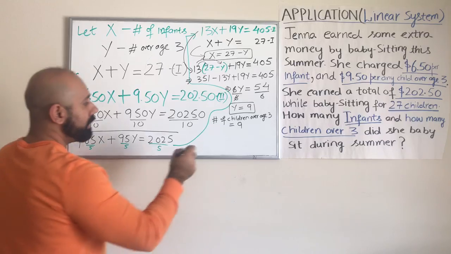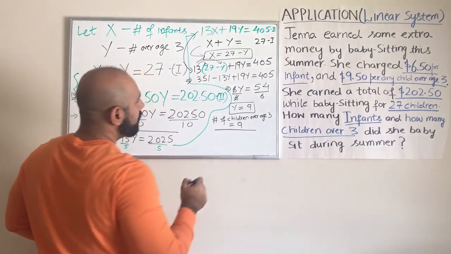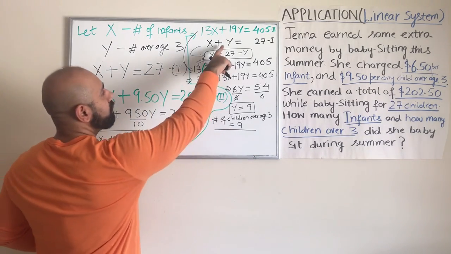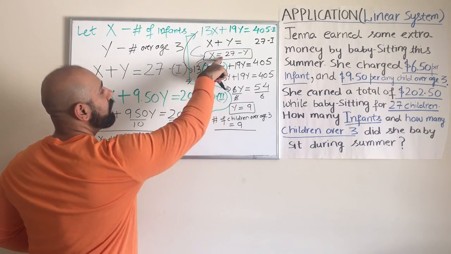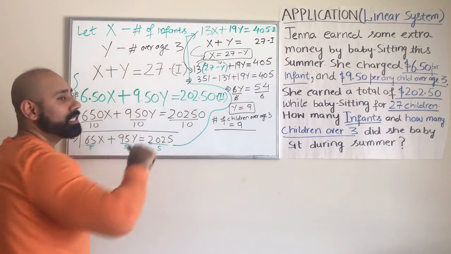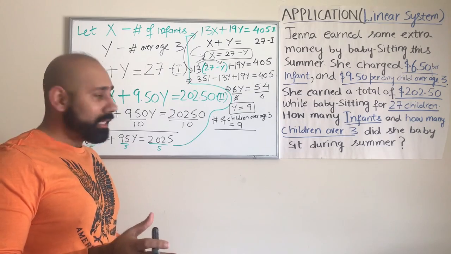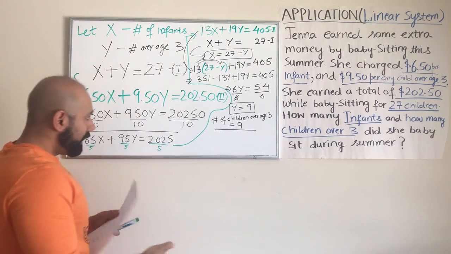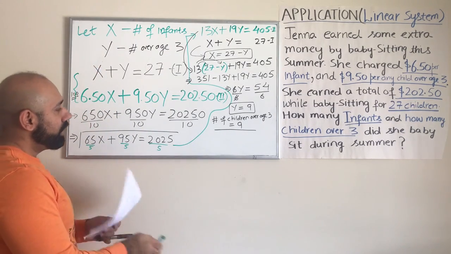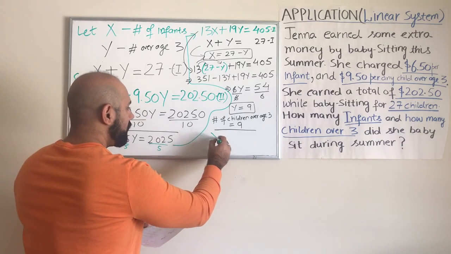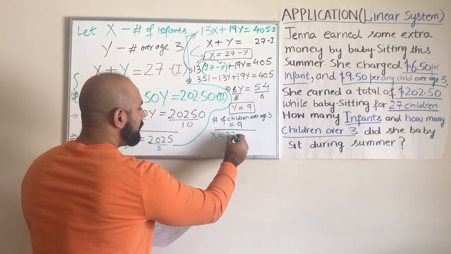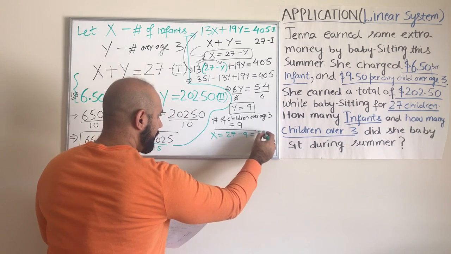There are 9 children over the age of 3, because y stands for the number of children over age 3. And then to find x, we already know how to find x. We can go back to equation 1 or equation 2, or we can go back to this equation because that one is already solved for x. Okay, so let us substitute the value for y and solve for x. So x equals 27 minus 9, which is 18.